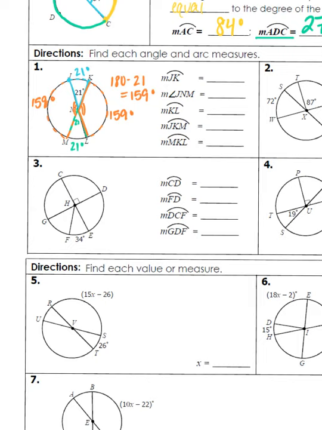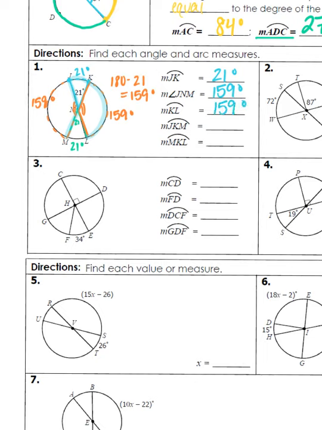Okay, so now we can go through and put our answers in. The measure of arc JK. Let me get a highlighter out here. All right, the measure of arc JK is 21 degrees. The measure of angle JNM, we said, is 159 degrees. The measure of arc KL is 159 degrees.